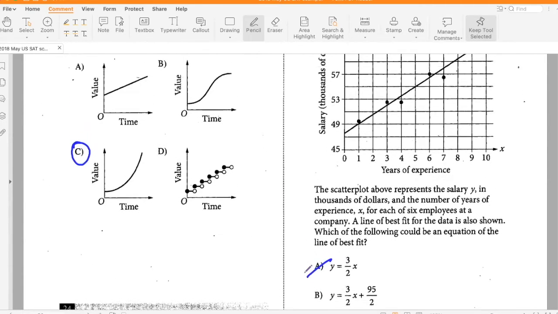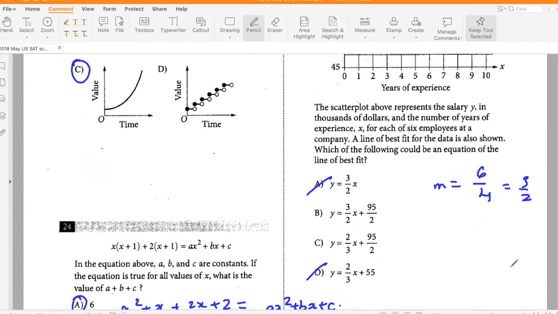And the slope is, let's see, I'll take 1, 49, and I'll take 5, 55. So the slope is 9 plus 6 by 4. So slope is 3 by 2, right? So that will be option B.